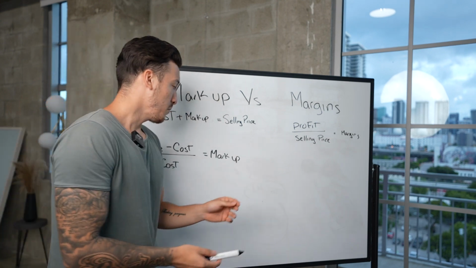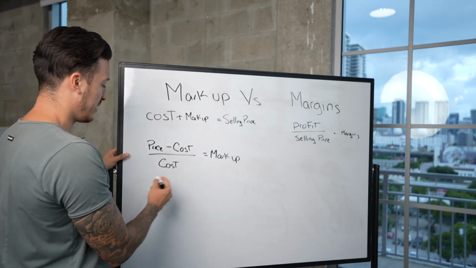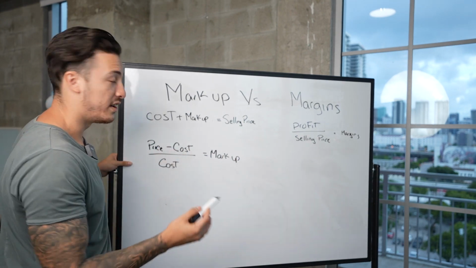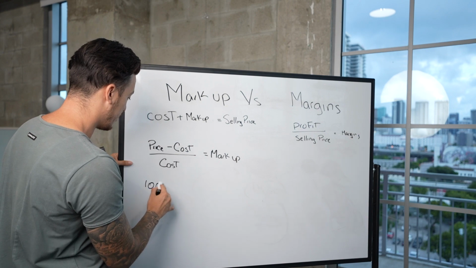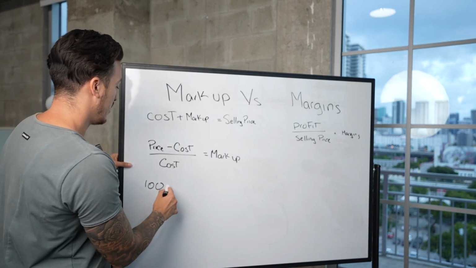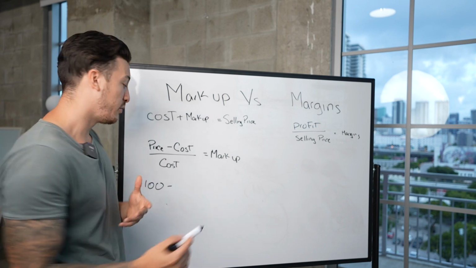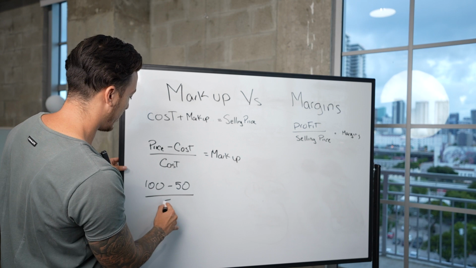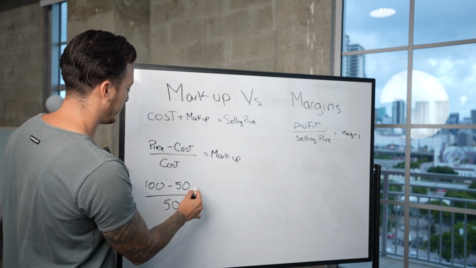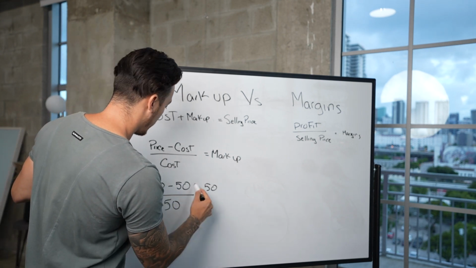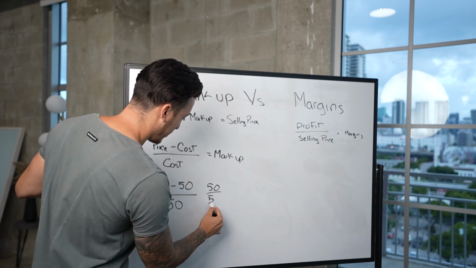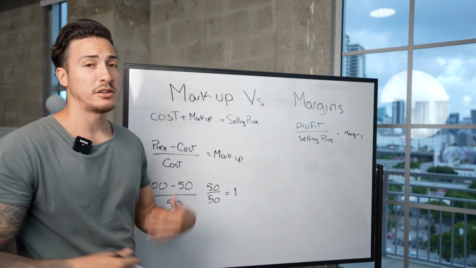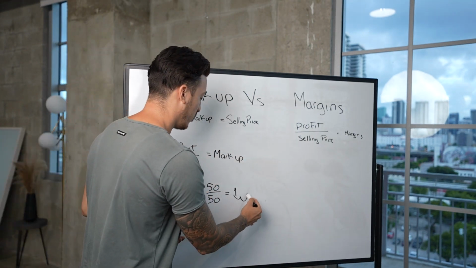So when you're figuring out markup, let's say that you have a product that you're going to charge $100 for, right? So you charge $100, that's your price for the product. It costs you $50 to get it, right? And you divide by the cost, which is $50. So 100 minus 50 is 50. 50 divided by 50 equals 1. Now if you want to get the percentage, you just move the decimal two places to the right.